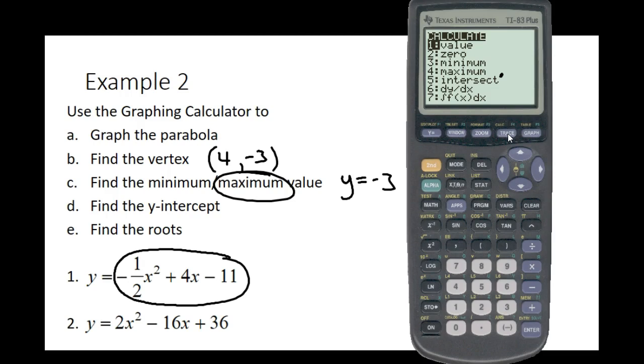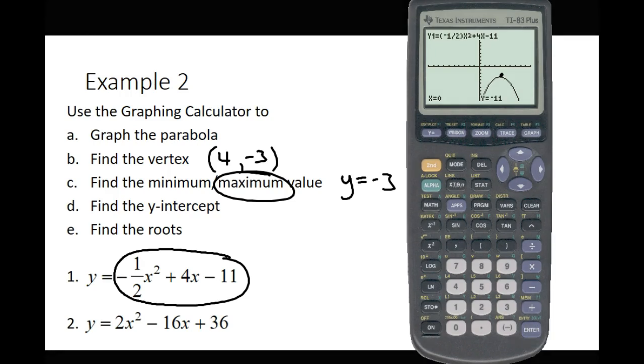Okay, so we're going to press value. That's number one. And then it says type 0. And then press enter. What's my y-intercept? Negative 11. And we could say specifically it's 0, negative 11. Okay?